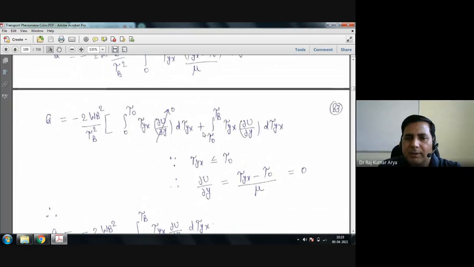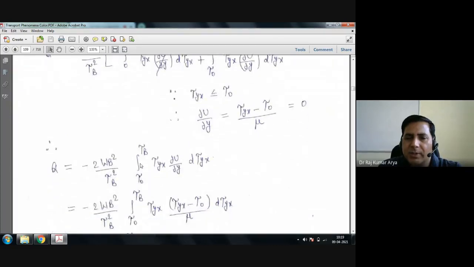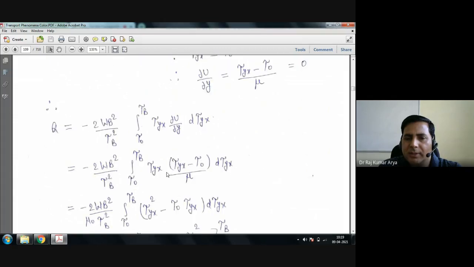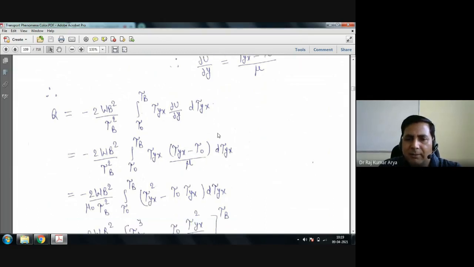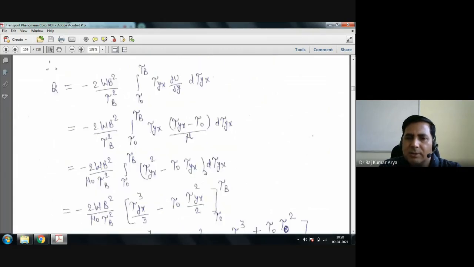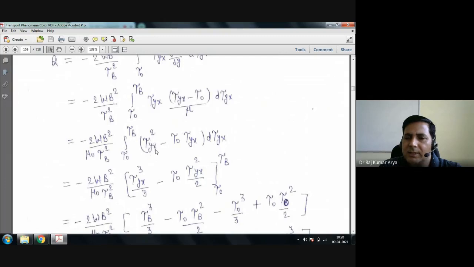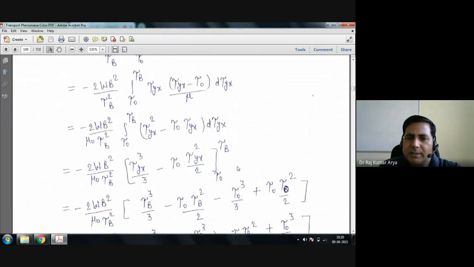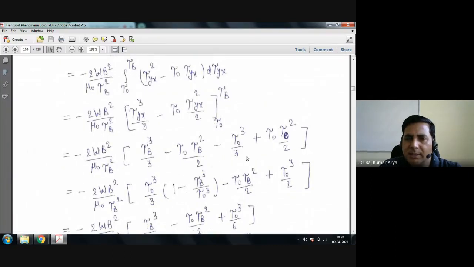Now this needs to be integrated. You know the expression of del u upon del y in terms of this: tau by x minus tau naught upon mu into dy. Now you have everything in terms of shear stress, so that can be integrated easily. Just integrate that, you will get this expression. After that, substitute the limit tau naught to tau b. You will get this expression here, one time with tau b, another with tau naught.